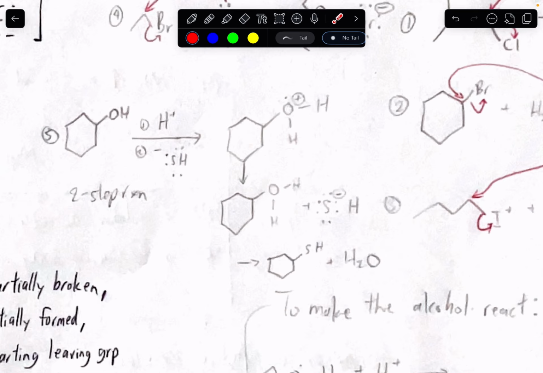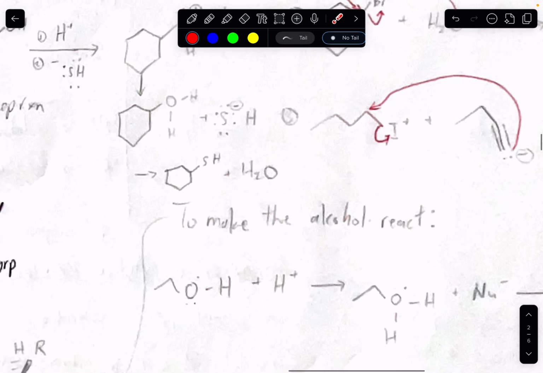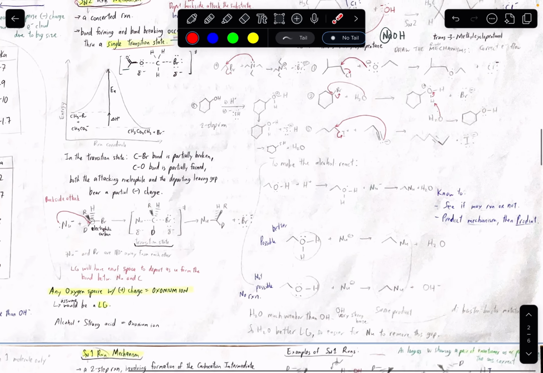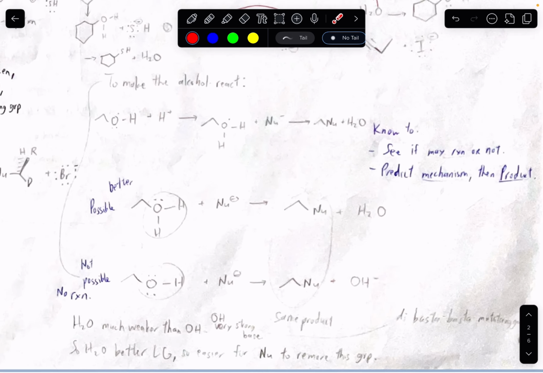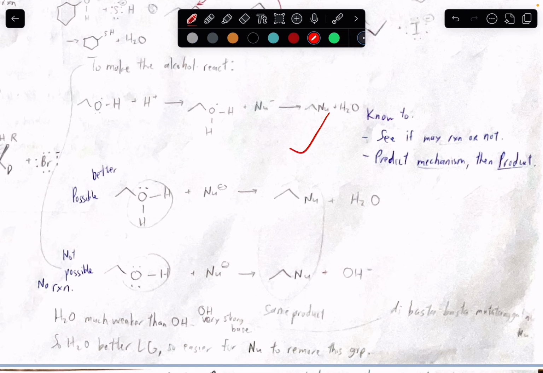It is a good leaving group because it's a weak base. Okay. That's it. For example 5. What is this? OH, H plus. So we have water again, an oxonium ion. We have a nucleophile. So substitute, the leaving group is water. Okay, this makes sense.